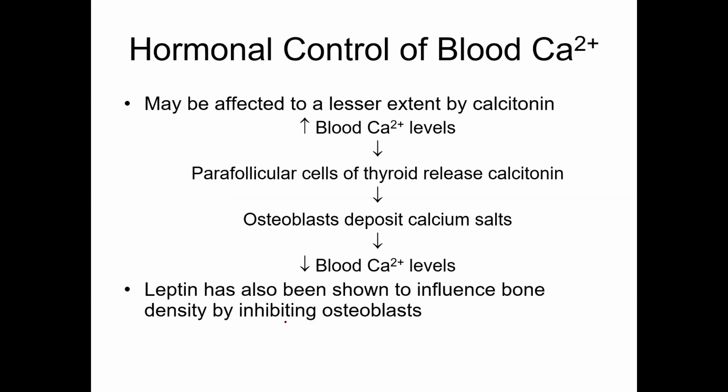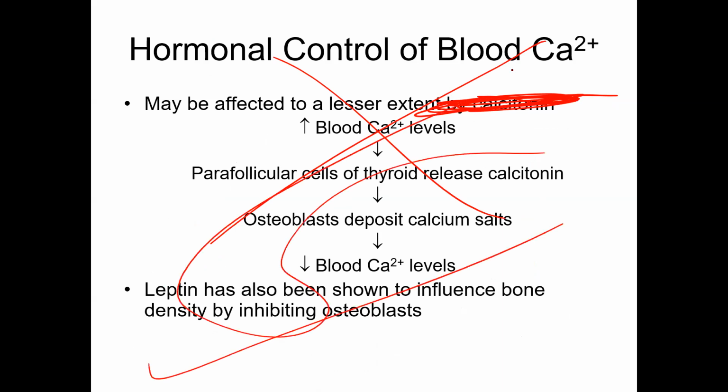Now, this is crap. Calcitonin is stupid. Ignore this. Calcitonin is not a hormone of calcium homeostasis as far as we know. It has no use in the adult. It's more involved in bone development, so we're just ignoring all of this because it's not accurate.